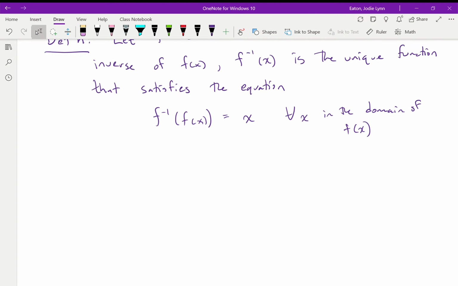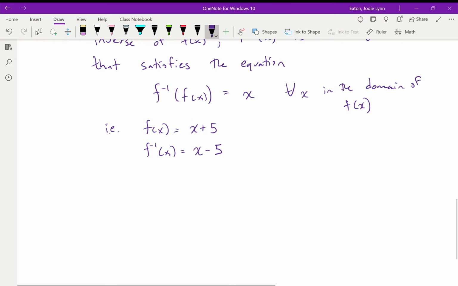Okay, so if we have f of x equals x plus 5, a linear equation, how do we undo plus 5? We minus 5. If we want to know what we started with, we take a number and subtract. If we know we added 5 to the number, we would subtract 5 to get it back. So our f inverse of x for this one would just be x minus 5. You take your output, subtract 5, and you get back your input.